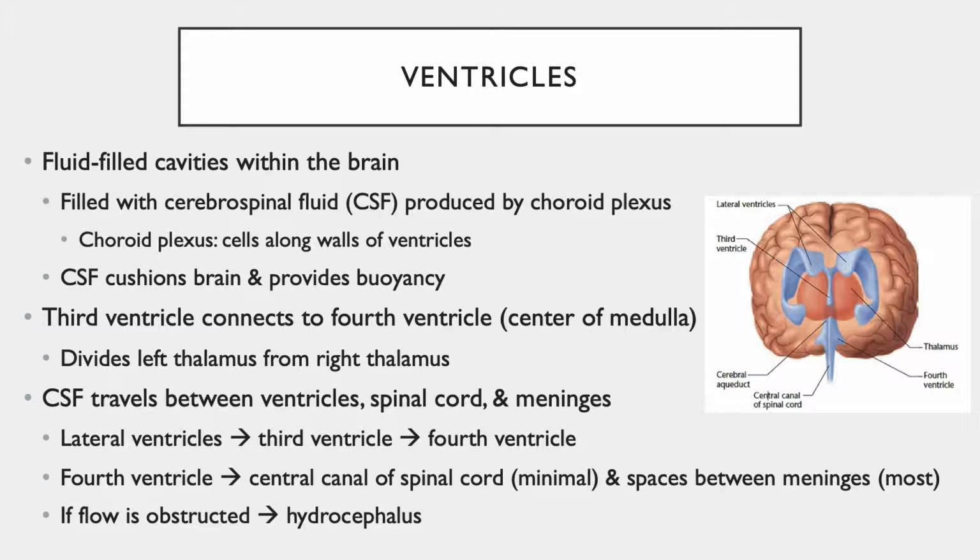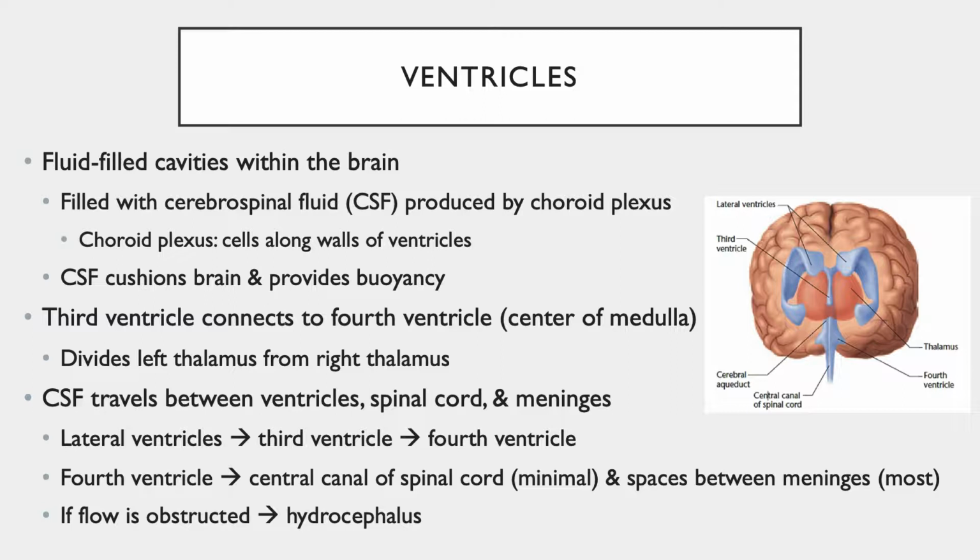Before we discuss the cerebral cortex, I want to briefly mention the ventricles. Ventricles are fluid-filled cavities within the brain, and they are filled with a substance known as cerebral spinal fluid, oftentimes abbreviated as CSF. Cerebral spinal fluid is a clear fluid similar to blood plasma, and it is produced by the choroid plexus, which are cells along the walls of the ventricles. CSF is very important for cushioning the brain and providing buoyancy, much like a beach ball in a pool of water.